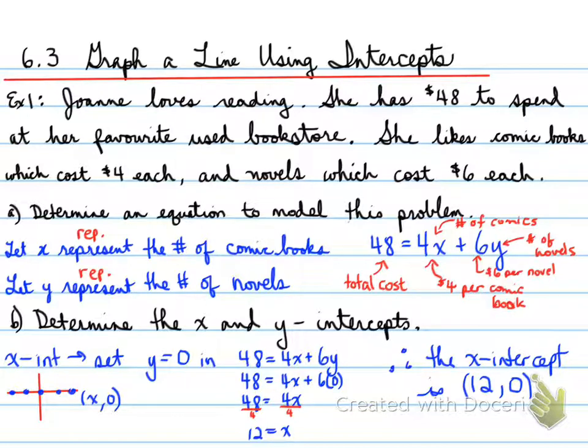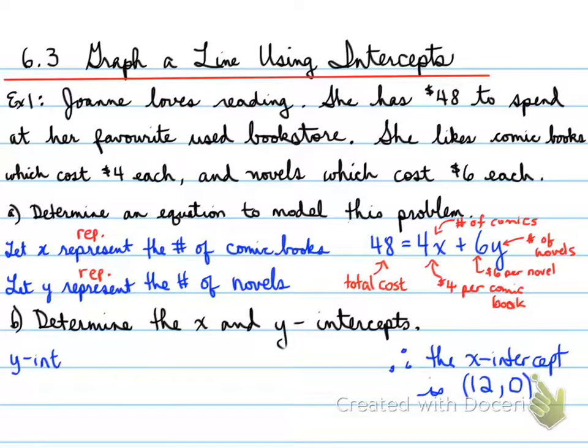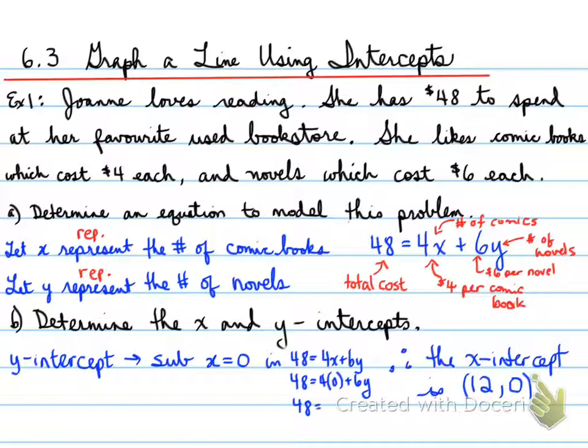That's the first one. Okay, now we're going to look for the y-intercept. What do we need to do to get the y-intercept? Well, let's clear the screen. For the y-intercept, we sub x equals 0 into the equation, because a y-intercept means that x is 0. You end up with 48 is equal to 4 times 0 plus 6y, which means that 48 is equal to 6y. What does that mean about y? Well, y will equal 8.